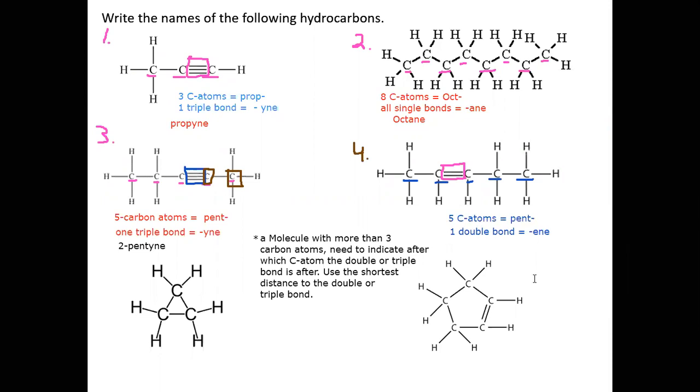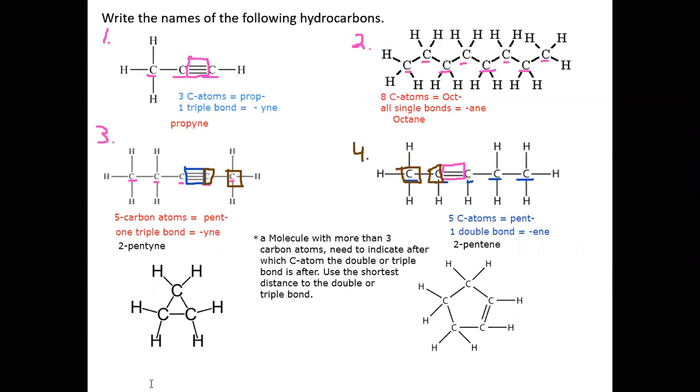Now, since it's more than 3 carbon atoms, we have to determine after which carbon the double bond comes after, and we have to use the shortest distance. So we start from the left, we go 1, 2. And so since it's after carbon 2, this would be 2-pentene. So again, if it's more than 3 carbons in the molecule, you have to indicate after which carbon atom the double or triple bond is.